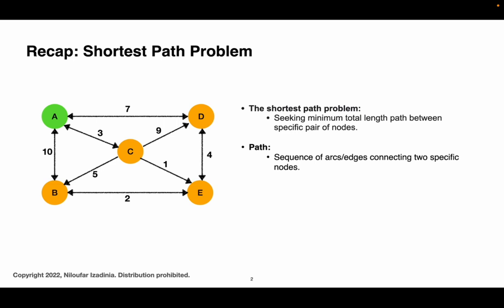If you remember from the previous class, we talked about the shortest path problem, which is defined on a graph like this, and we want to find the minimum total length passed between specific pairs of nodes. So for example, in this graph, if you want to find the shortest path between A and D, just by inspection, you see that the shortest path is AD and its length is 7, because if you take any other path, it's going to be more than 7. So for example, if you go from A to C and then to D, it's 9 plus 3, which is more than 7.